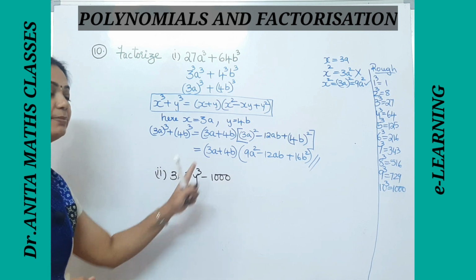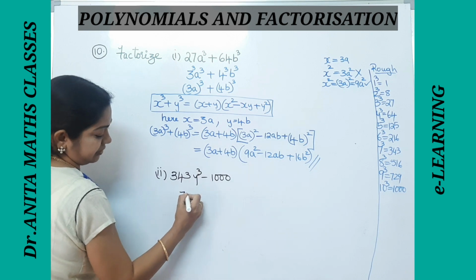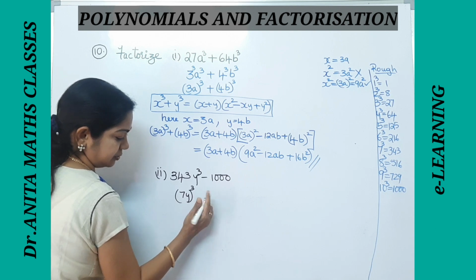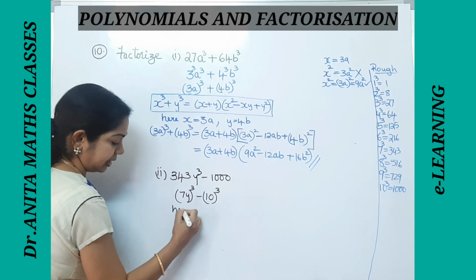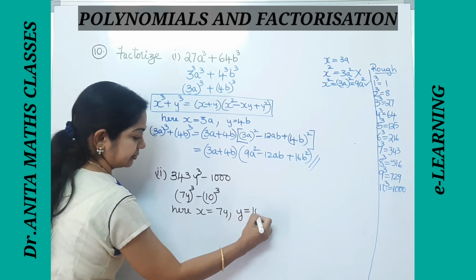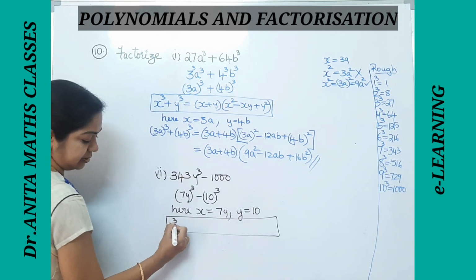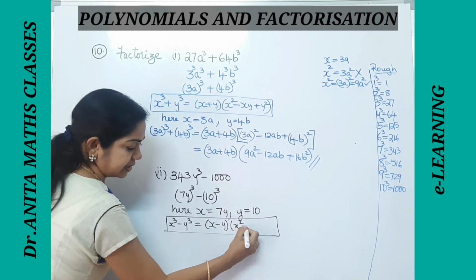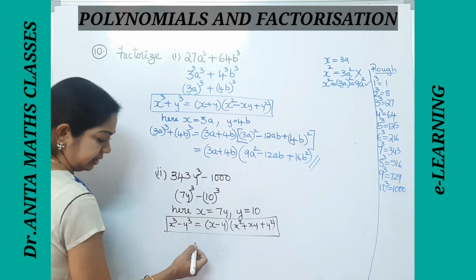Now 343. If you remember the cubes, it will be easy for you. 343 is 7 cube, so I can write 7y whole cube. And 1000 is simply 10 cube. So 7y whole cube minus 10 cube. Here I'll take x value as 7y and y value as 10. We will apply the minus formula, since minus is there. So x cube minus y cube: in the minus formula you start with minus and the rest are positive, x square plus xy plus y square. We will substitute our x and y values into the formula.